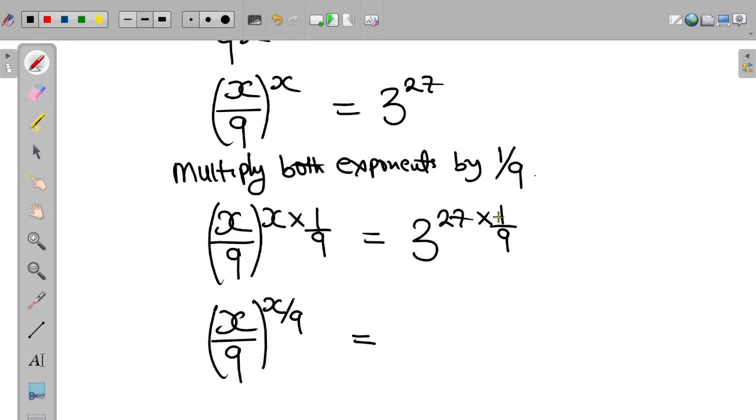27 times 1 is 27. If 9 come here, we have 1. 27 divided by 9, we have 3. So we have that 3 raised to the power of 3.